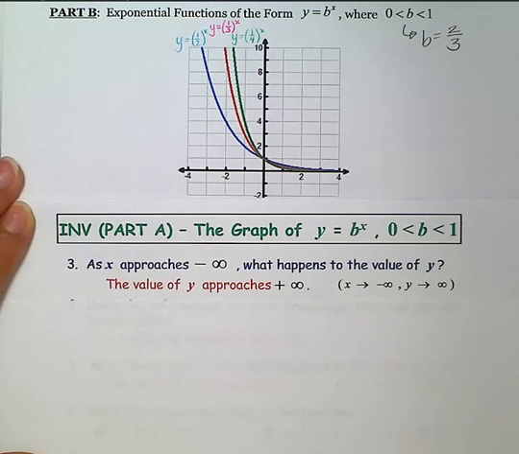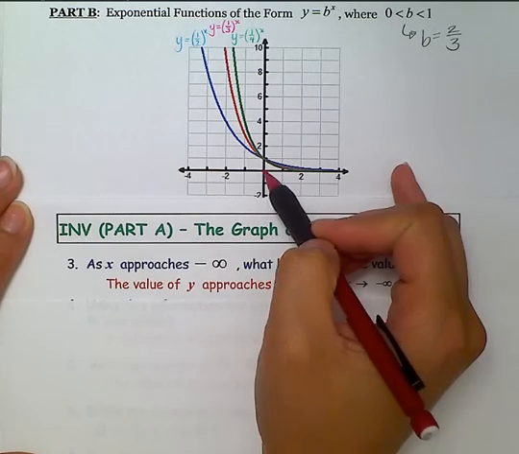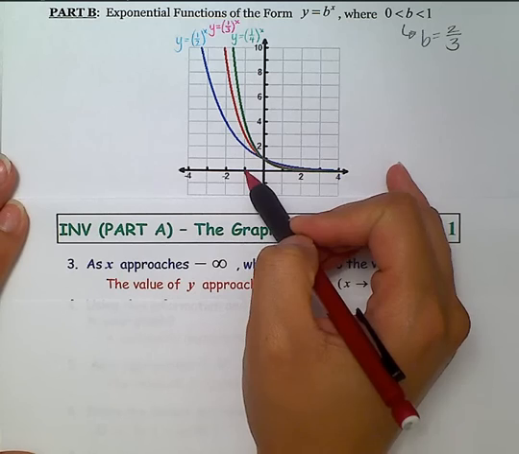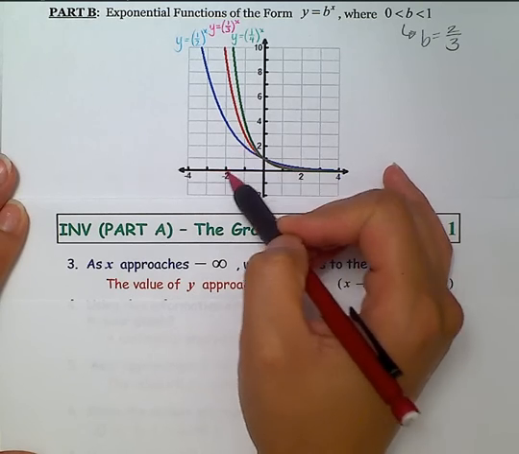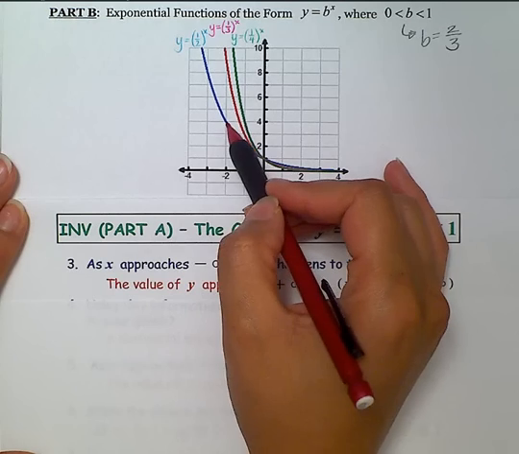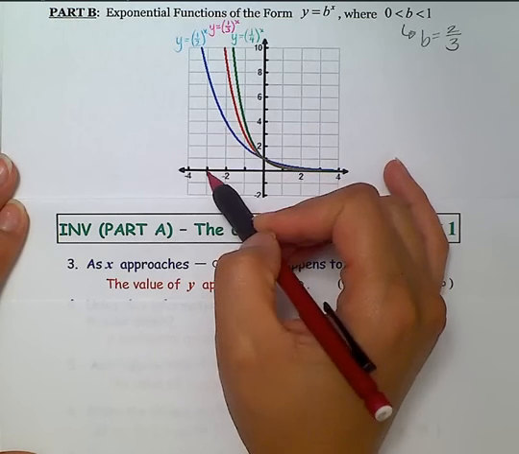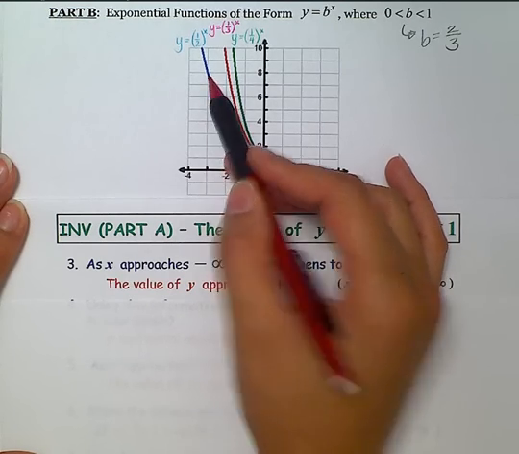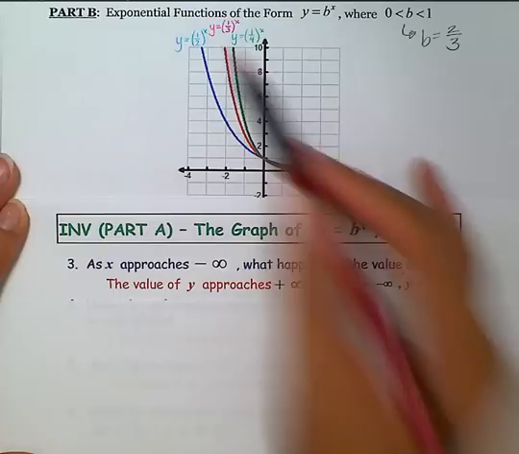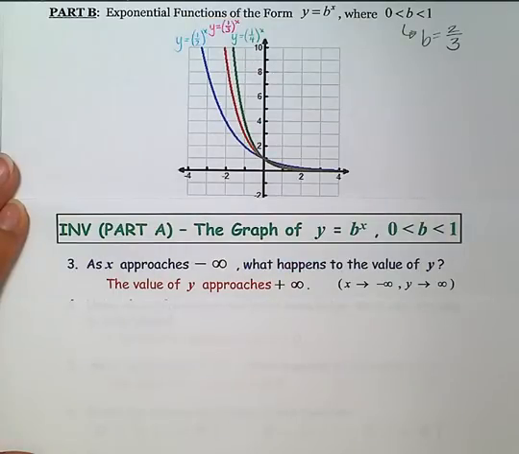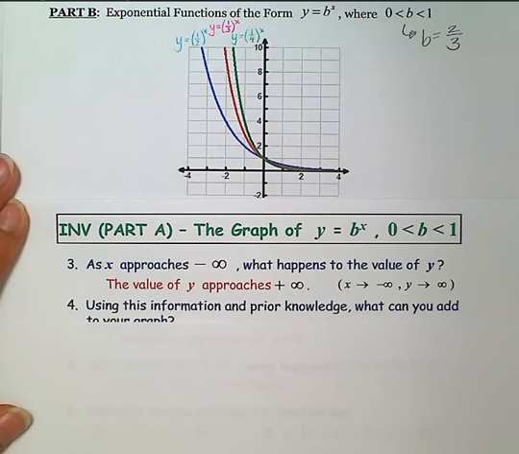Okay, so for example, as I go from x equals negative 1, I get y equals 2, versus x equals negative 2, I get y equals 4, x equals negative 3, I get y equals 8. So as I make the value of x smaller here, the value of y is actually getting larger. Okay, so I just looked at the blue graph, y equals 1/2 to the exponent x, but it's true in all the graphs.